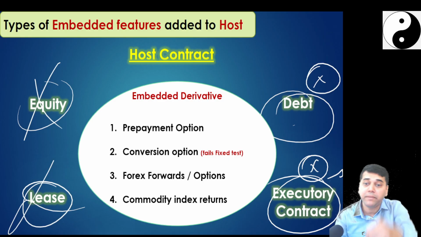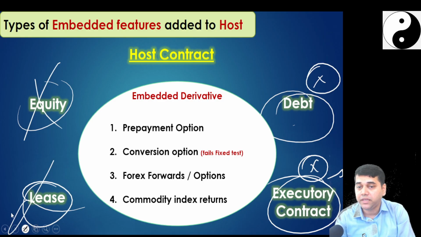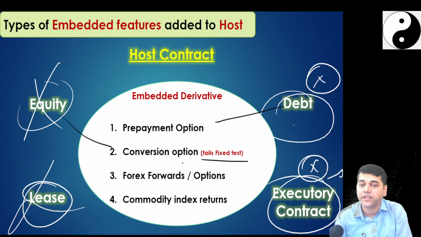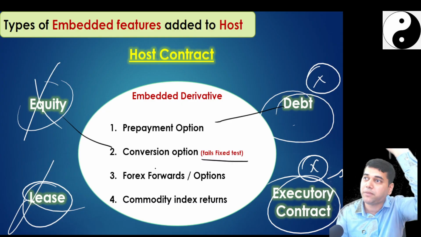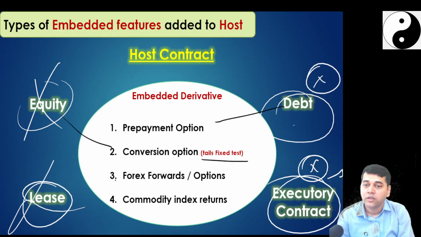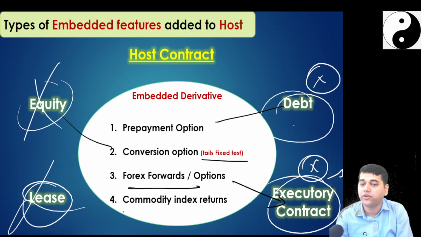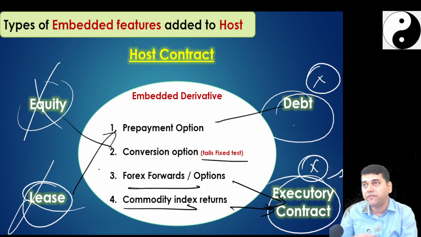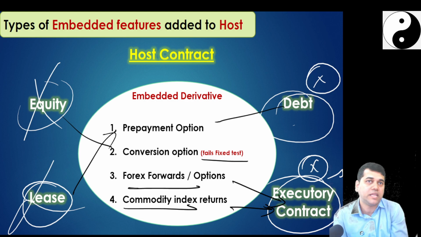Now, what can be an embedded derivative? It can be a prepayment option of a debt. It can be a conversion of an equity which fails the fixed for fixed test. Because if it passes the fixed for fixed test, you take it to a compound instrument. Or it can be a forex option in an executory contract. It can be a commodity. It can be prepayment of the lease. It can be a variable index of the lease. It can be anything.